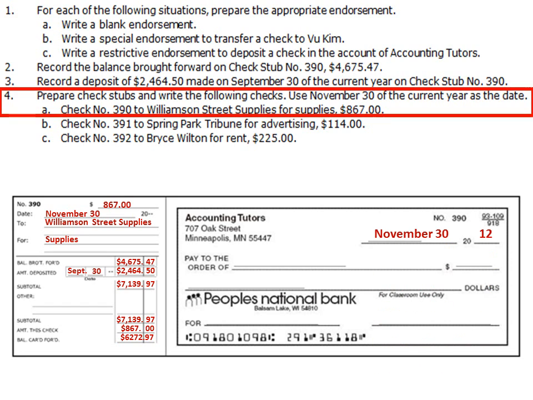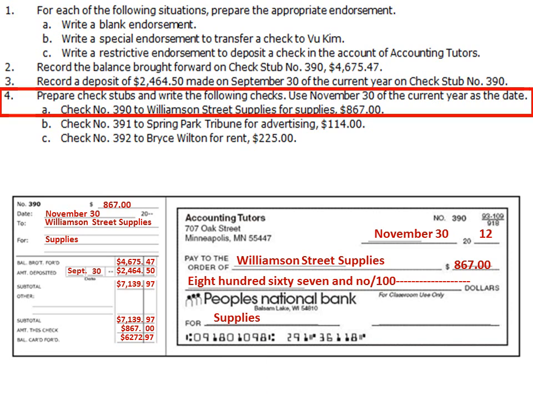So now we're going to prepare a check. Pretty simple. We're going to write the date. We're going to pay to the order of Williamson Street Supplies. We're going to put the amount, which is $867, and then we're going to write out $867 and no 100ths. Now it's important that you know why you write it out, because if the number is not legible, a bank may only pay the amount that is handwritten out. So important to know there. We're going to write down in the memo what it's for, supplies, and we're going to sign our name. And that's pretty much how you write a check.